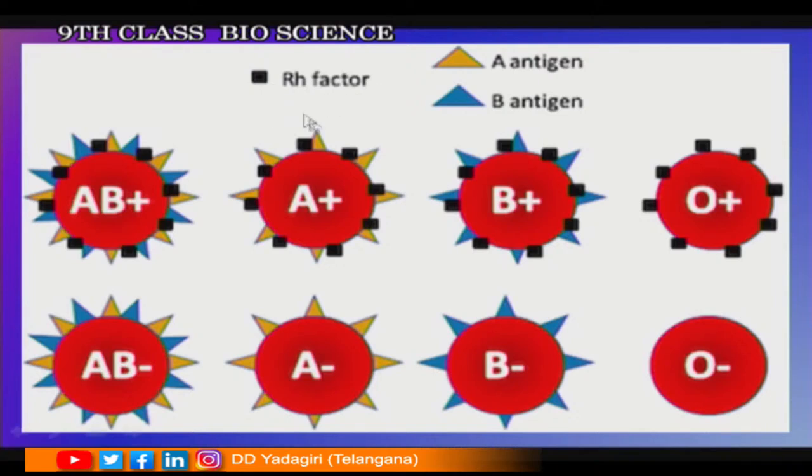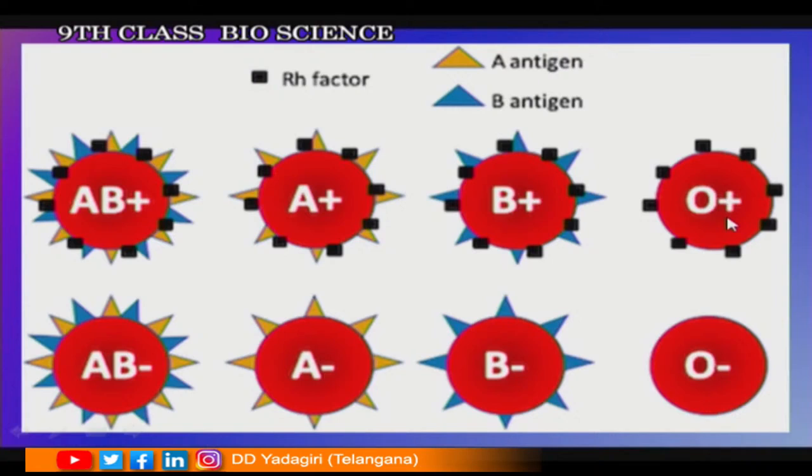Now see this. Here you can see only yellow color heads and black color squares on the red blood cells. What are these? A antigen and black color RH factor. So this is A positive blood group. Now this is only the red blood cell with A antigen, no RH factor, so it is named A negative. Now observe this red blood cell. It has blue color antigen, that is B antigen, and RH factor. So this is B positive blood group, and in this it has only blue color antigen, that is B antigen, and no RH factor. So we call it B negative.